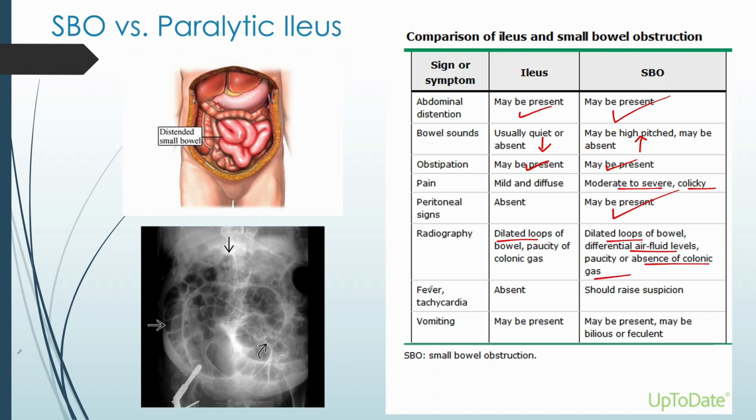Again, fever and tachycardia are signs and symptoms of necrosis or perforation. They should be absent in the ileus. And if you see that in someone you suspect to have a small bowel obstruction, that should raise your suspicion that something more is going on. Last but not least, vomiting. You can have vomiting in either one. And don't forget that the obstruction happens past the duodenal area where bile is secreted into the small bowel. If the blockage is past that point, the bile has nowhere to go, so you can actually get bilious vomiting with a small bowel obstruction.